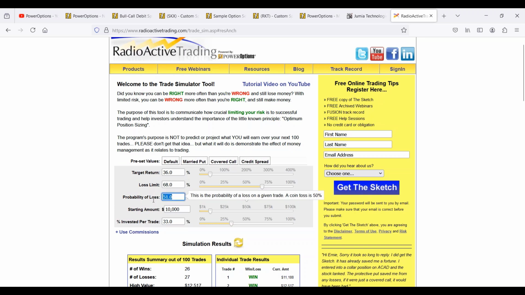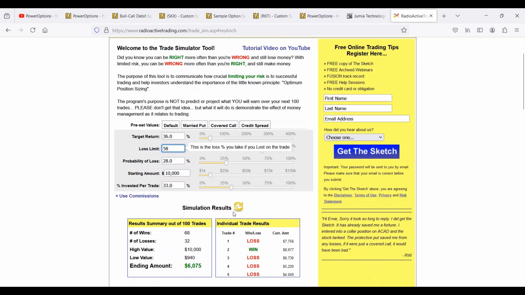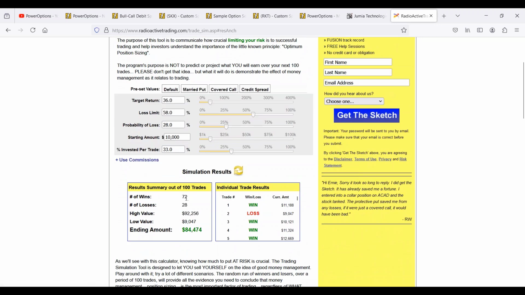Now let's say that we reduce the probability of loss. We're not even going to be able to cut it in half, but let's say we come close. Let's say we cut it down to a 28% potential loss, 72% win rate, making 36% when we're right. Let's give a little bit of benefit here. Let's give you down to 58% loss. All right, so 72% win rate, right on point, 36% win ratio, 36% return on your debit spread.